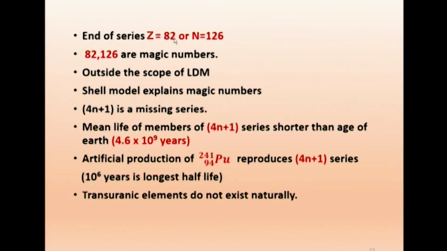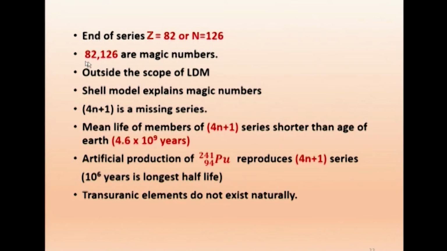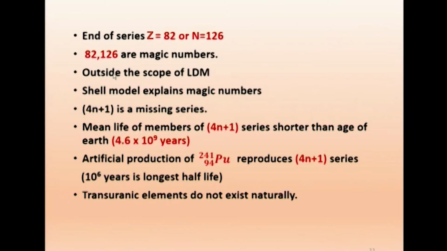So, we found that in the naturally occurring series, whenever Z equal to 82 or n equal to 126, that particular element is very stable and it is not emitting any alpha, beta, gamma radiation. So, 82 and 126 were called magic numbers, because when we do not understand how it is happening, we think it is magic. Once we understand, it becomes scientific. It was called magic because it was outside the scope of the liquid drop model.